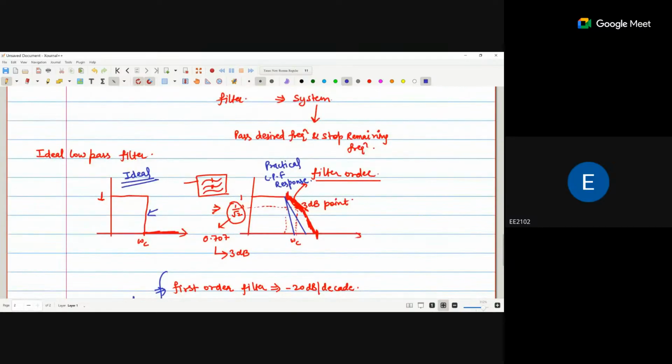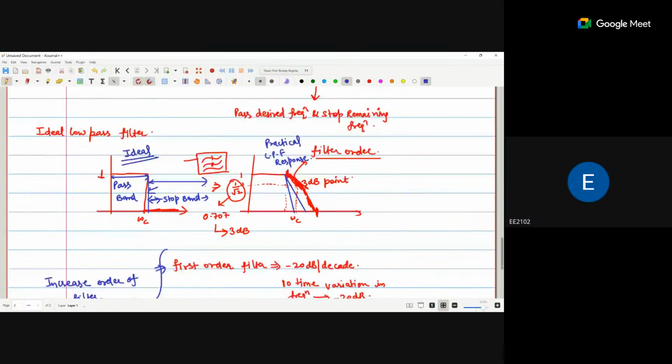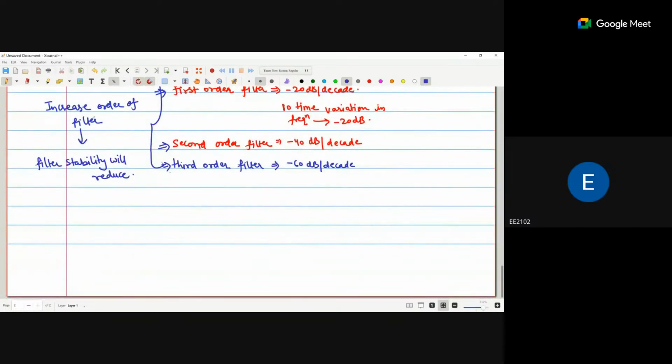Now the band of frequencies that is passed through the low pass filter is called the pass band, and the frequencies that are stopped by the low pass filter are called the stop band. Okay, so this is the pass band, and from there to the higher frequencies it is called the stop band. Clear? Any doubt?